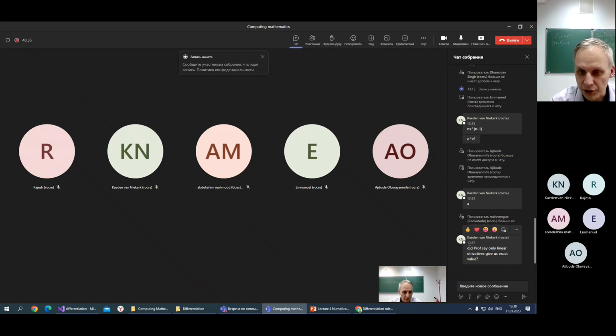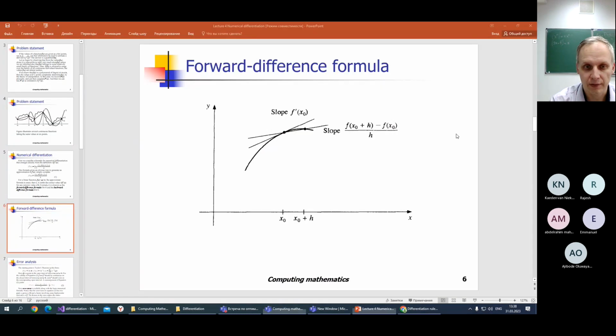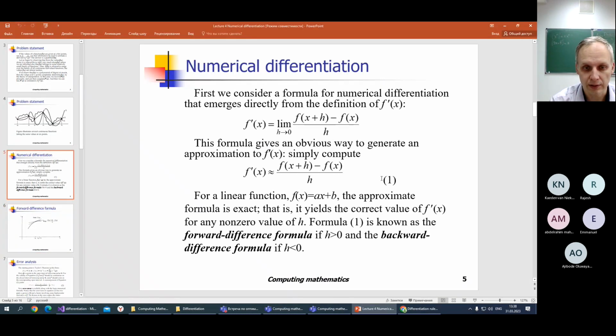I see the question in chat. I say that this formula number 1 gives us the exact value only for linear functions. For other functions, this formula gives us an approximation of the real value. Not the real value, but some more or less correct approximation. And this approximation will be better when h is smaller.